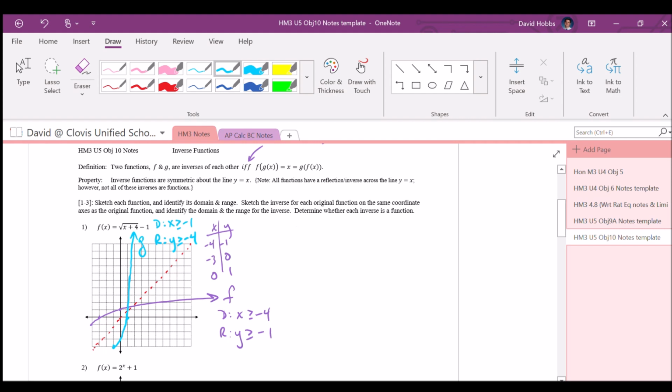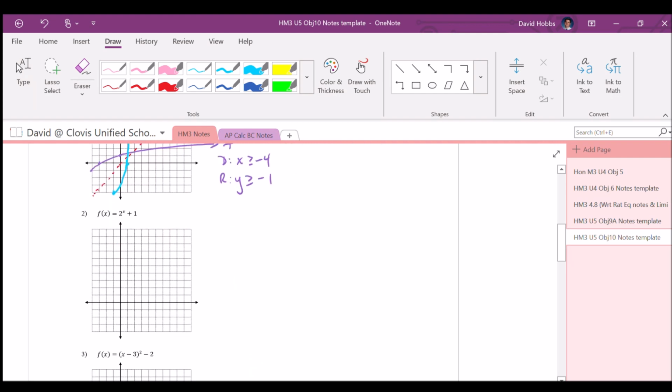By the way, we never did actually write down that, yes, the inverse of f is a function. Okay, moving on. Problem number 2.